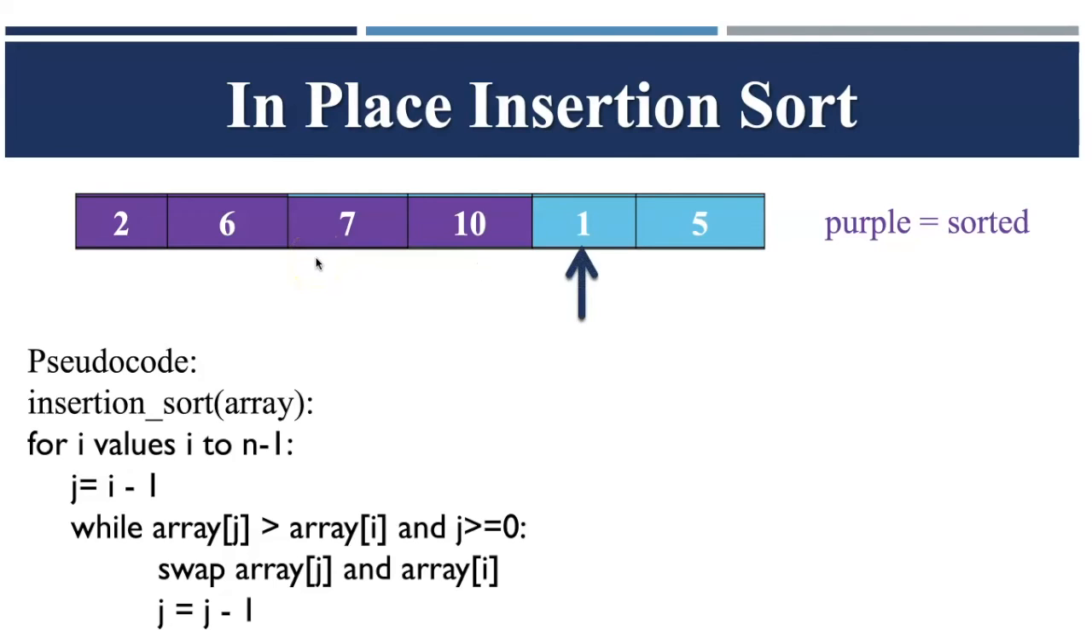Move on and look at the 1. It is less than 10, so it swaps places with the 10, 7, 6, 2, and it moves all the way to the beginning of that array. We'll go over to the 5, and then it'll be smaller than the 10, 7, and the 6, and it'll move into its proper position. So this is a slightly better sorting algorithm, but there are still better algorithms out there.